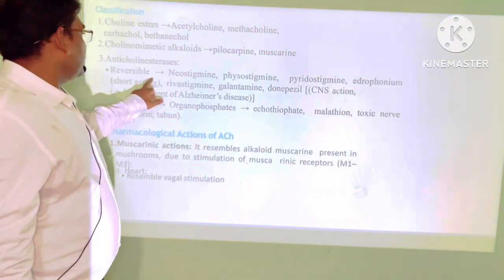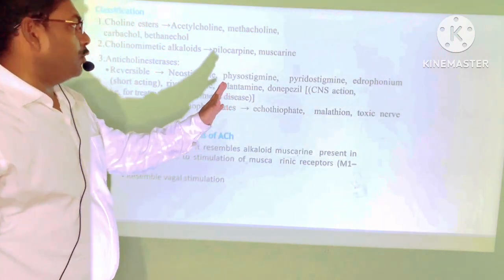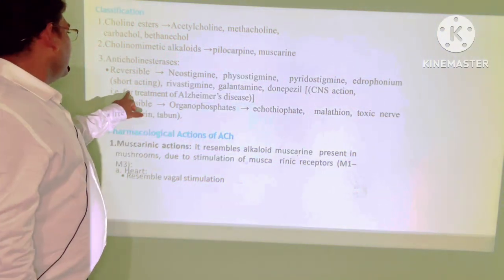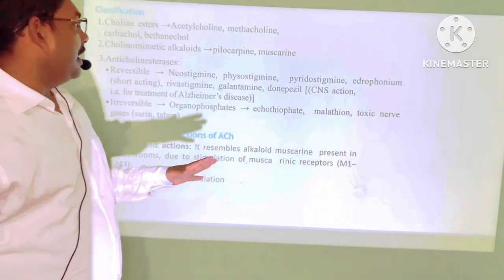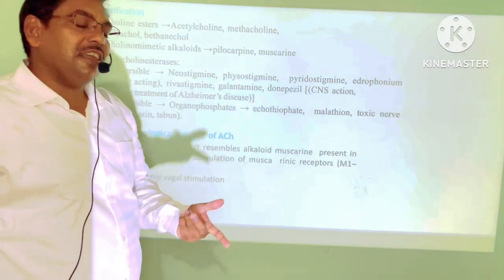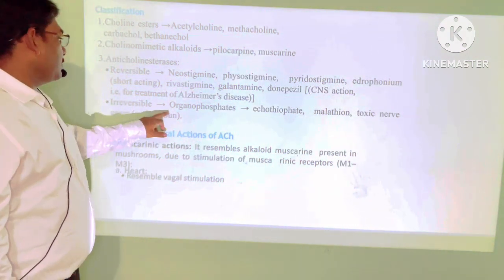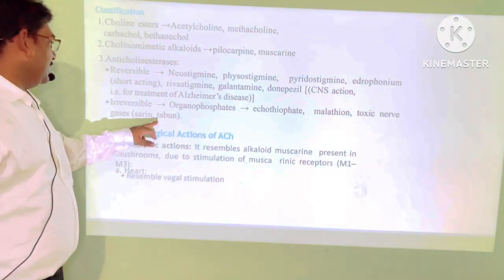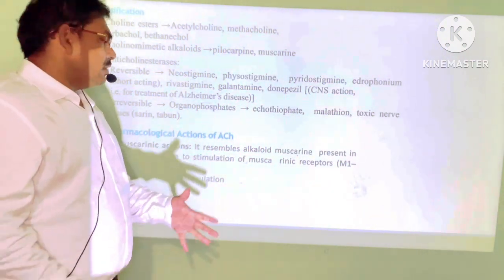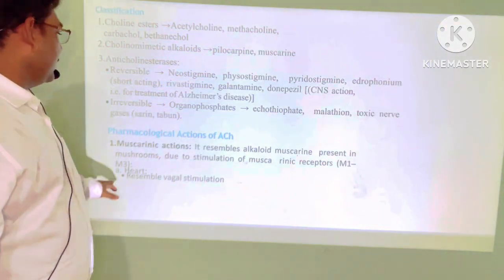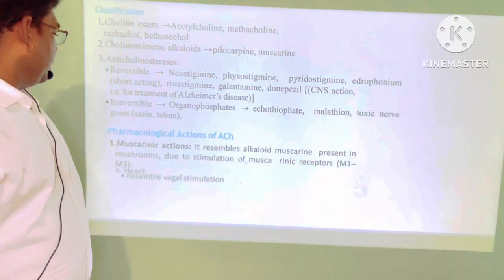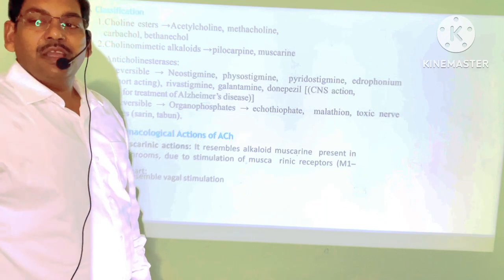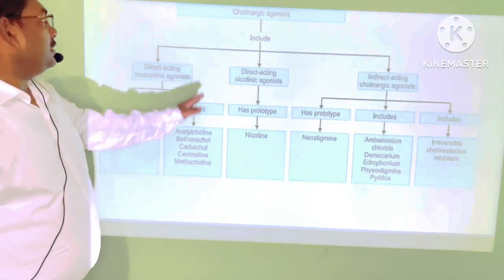Okay, the reversible ones are neostigmine, physostigmine, pyridostigmine, and edrophonium, which are short acting, and rivastigmine and donepezil, which act on the CNS. The irreversible ones are organophosphates, like malathion, toxic gases, sarin and tabun. Okay. What is the pharmacological action of acetylcholine? The muscarinic alkaloids are present, the first having CNS activity. Okay, next slide. That is the cholinergic drugs.